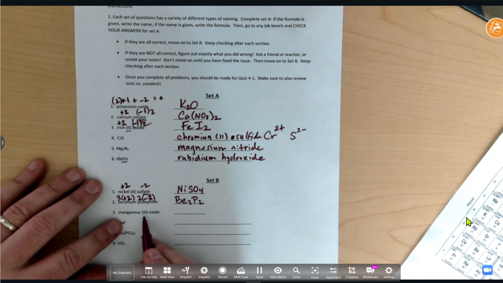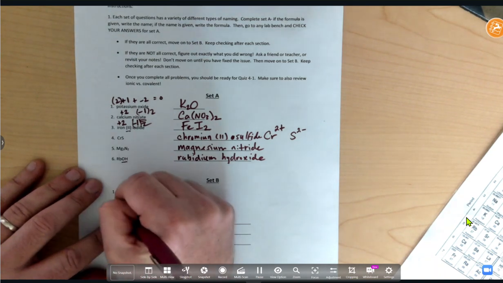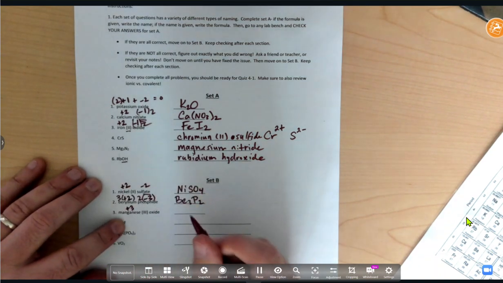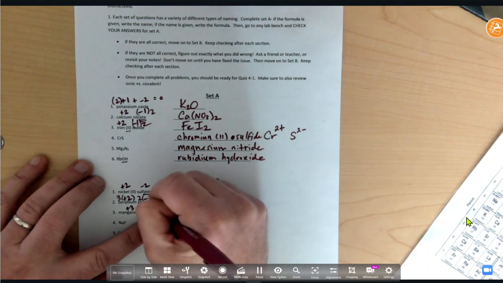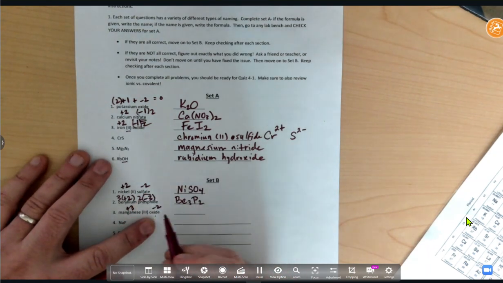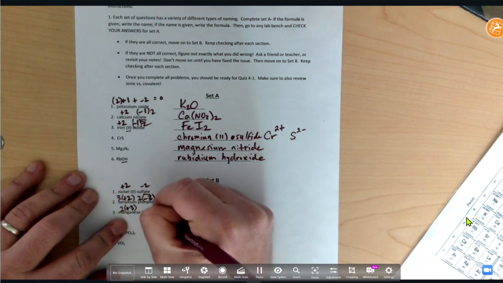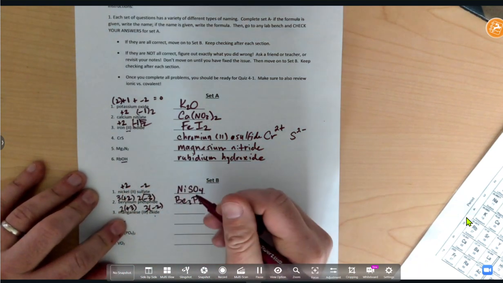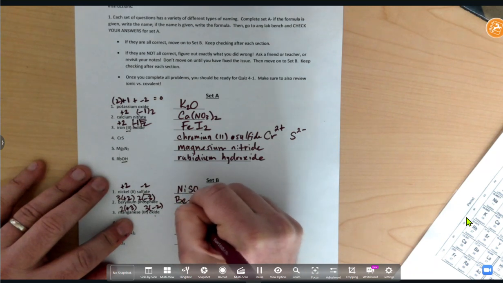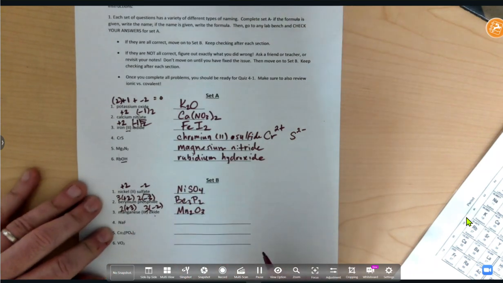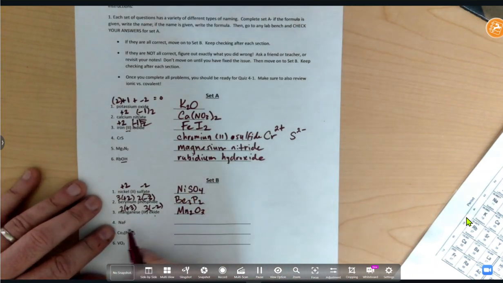All right, manganese(III) oxide. That 3 means manganese here is +3. Oxide is oxygen, which is -2. Uh-oh, we have the 3 and 2 again, so that means I need 2 of the 3s and 3 of the 2s, so this would be Mn2O3.